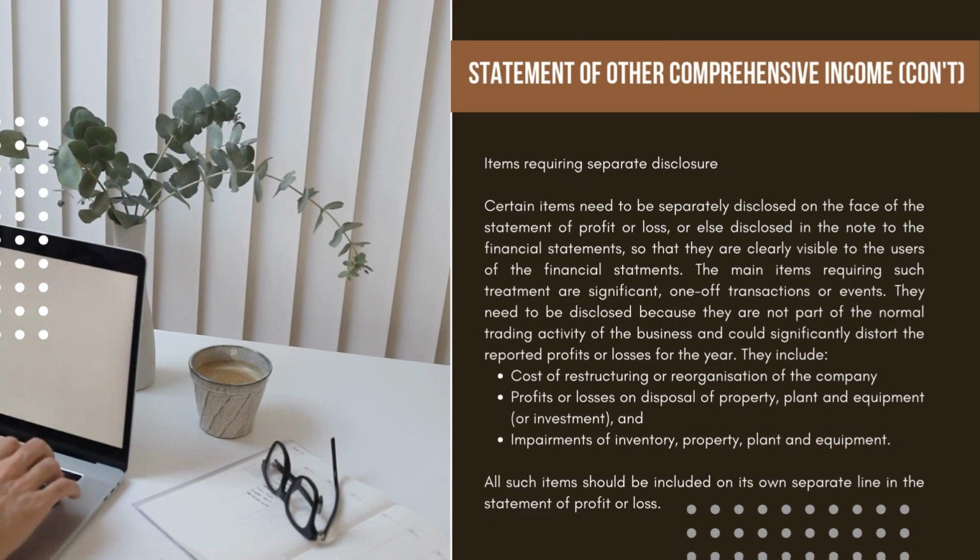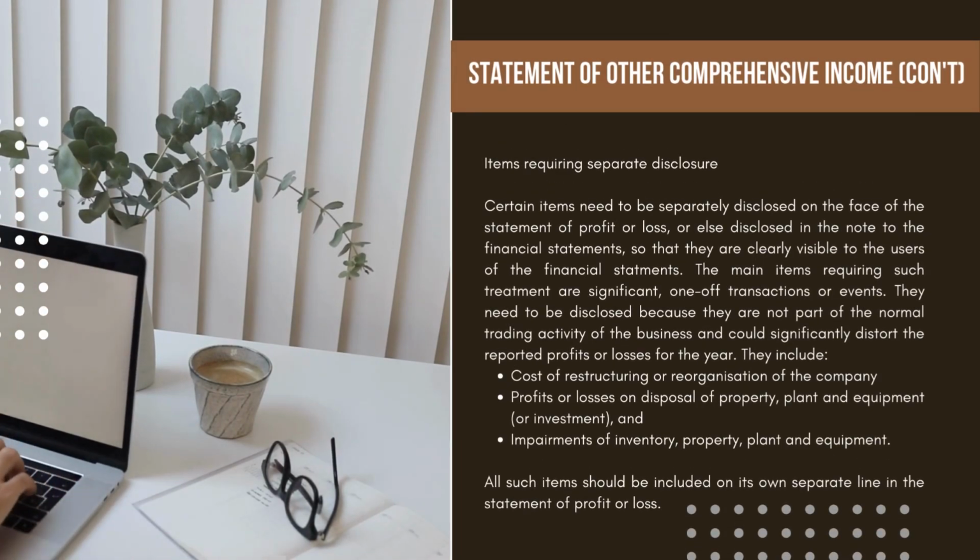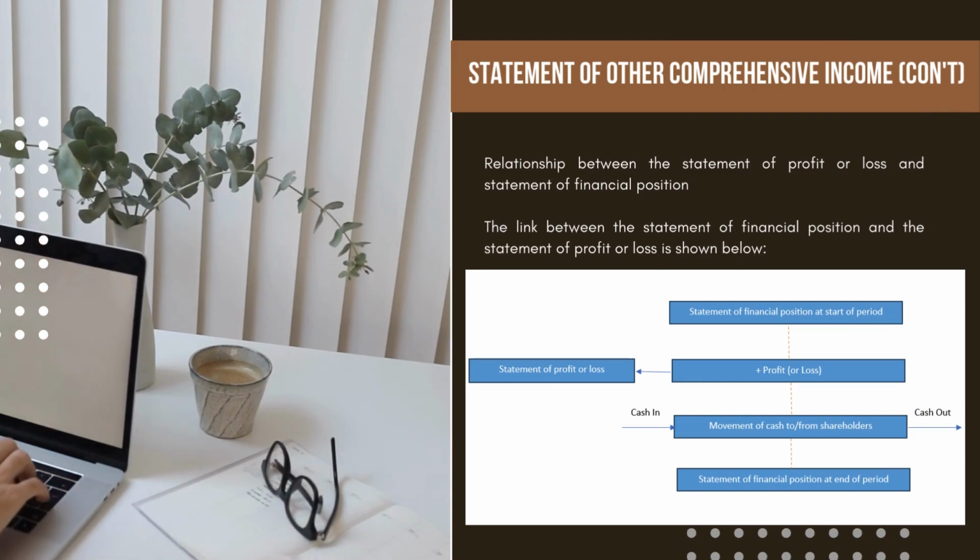They include costs of restructuring or reorganization of the company, profits or losses on disposal of property, plant and equipment, or we can say investment, and impairments of inventory, property, plant and equipment. All such items should be included on their own separate line in the statement of profit or loss. Here is the relationship between the statement of profit or loss and statement of financial position.